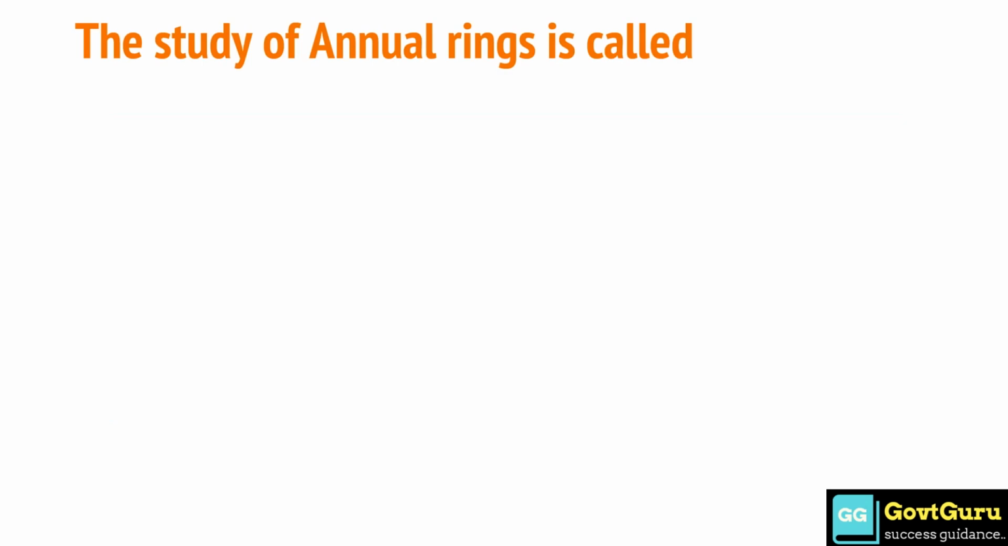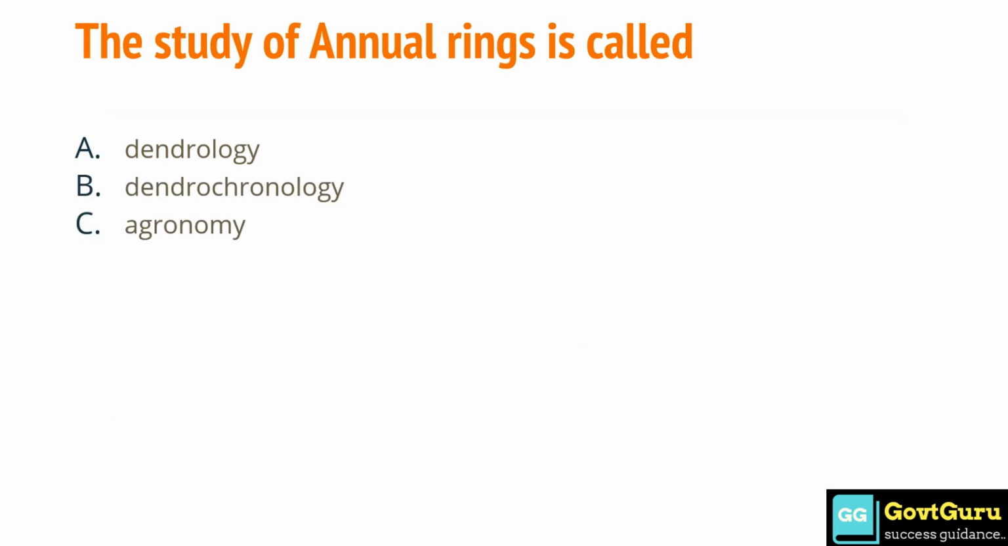So the first question is, the study of annual rings is called? Option A, dendrology. Option B, dendrochronology. Option C, agronomy. Option D, horticulture. So the correct answer is option B, dendrochronology.